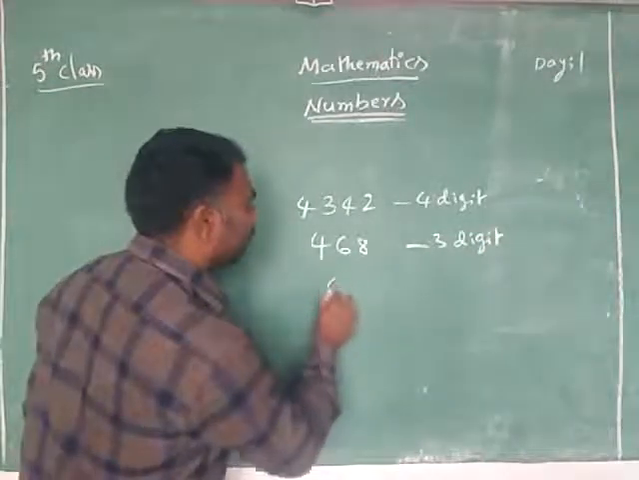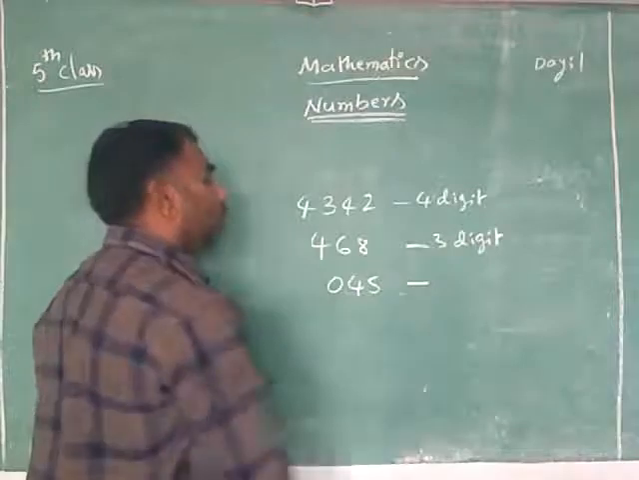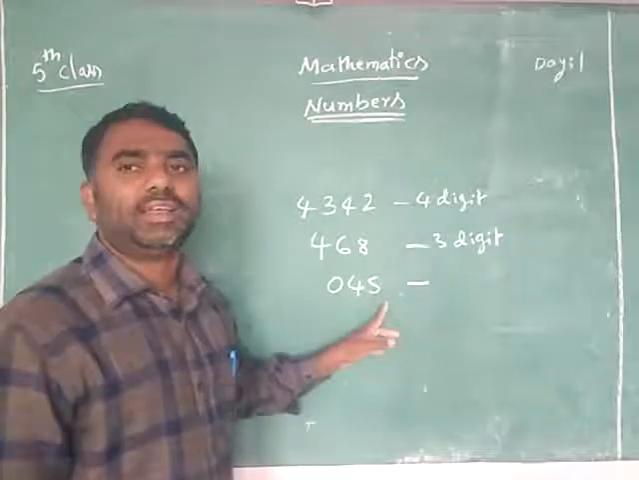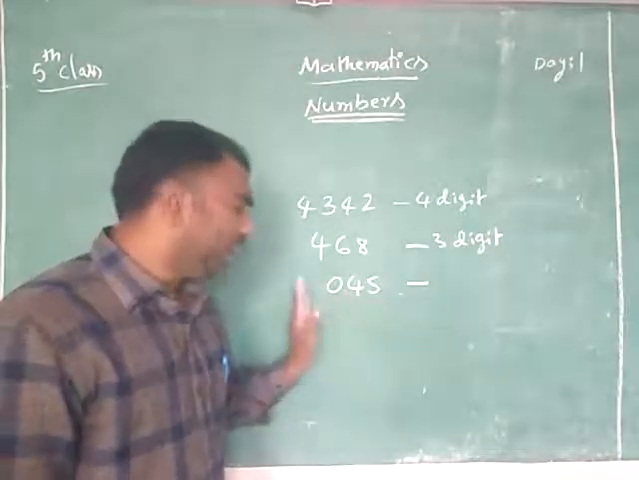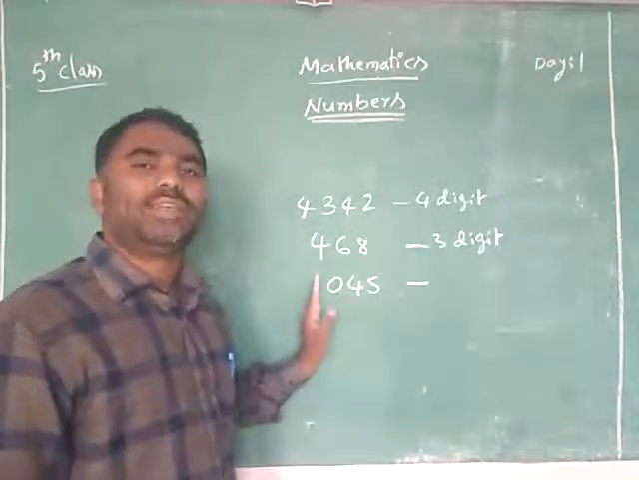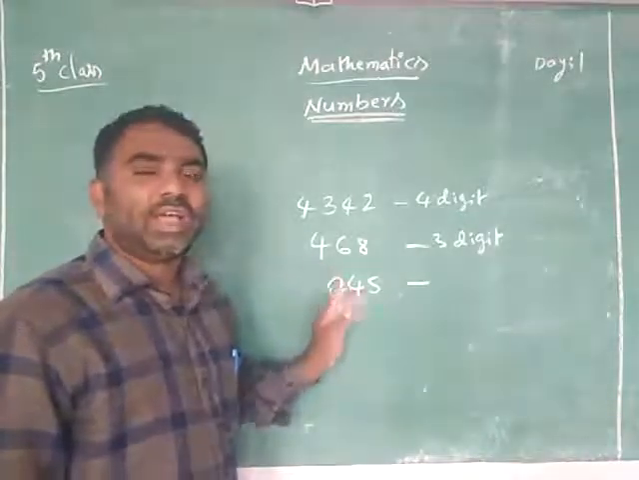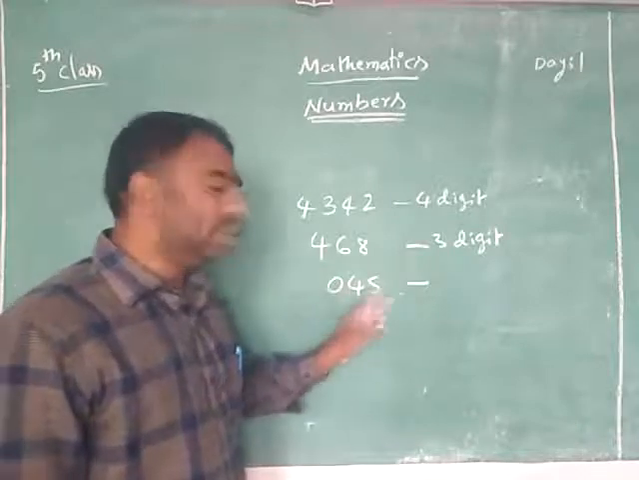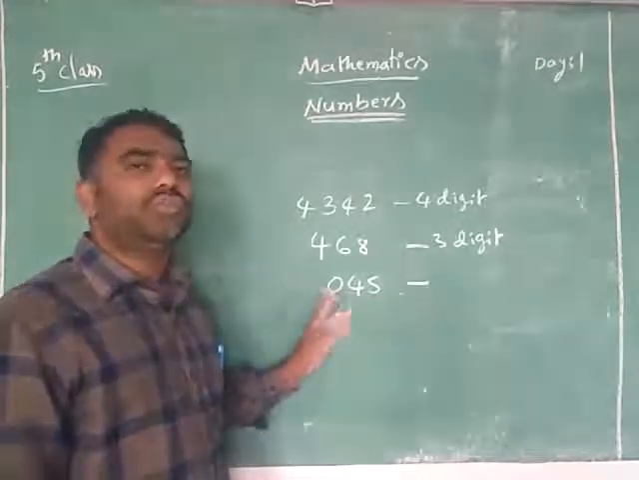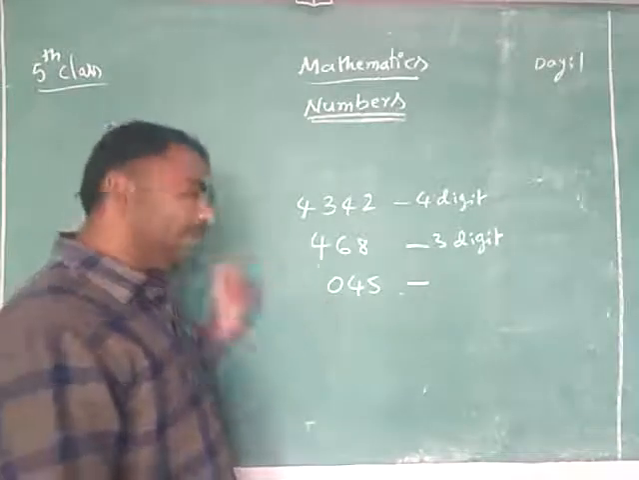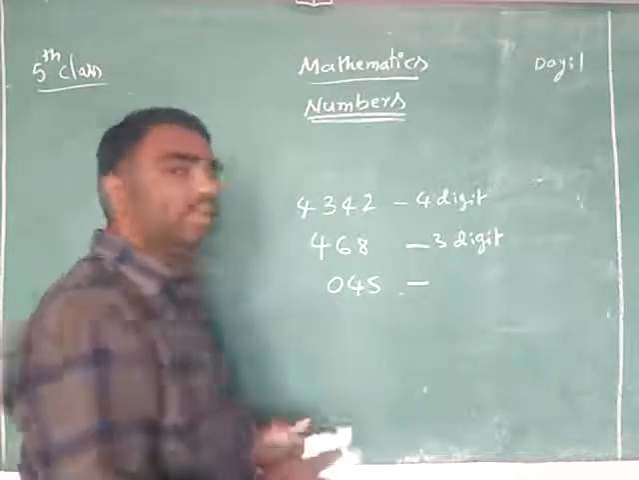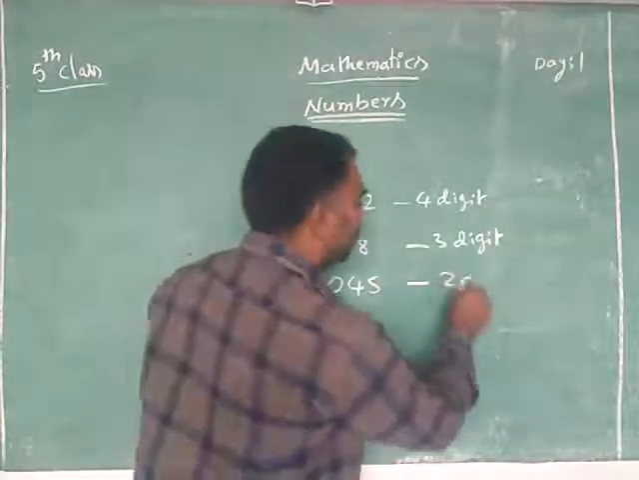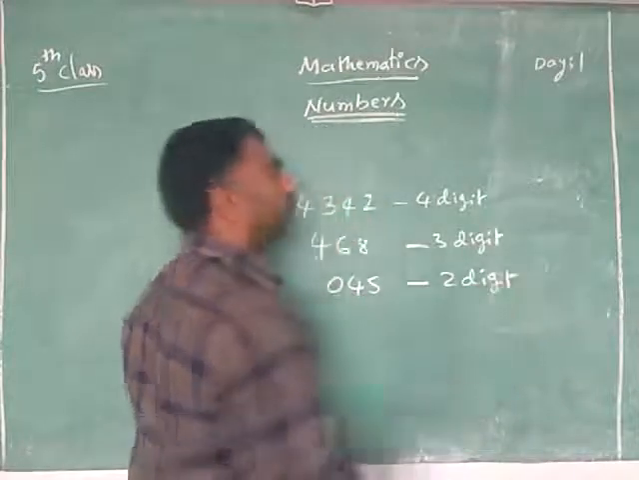Okay, I have written like this here: 045. What number is it? What do you call this? You call this number 45. The 0 on the left hand side has no value. It is 45. So if I ask you how many digit number it is, don't count like this: 1, 2, 3 is wrong. Because the value of 0 is nothing here on the left hand side. So this 0 is not valid. We have to count from here. 1, 2. There are 2 digits only. So this is a 2 digit number.